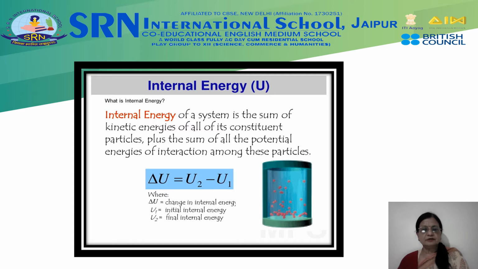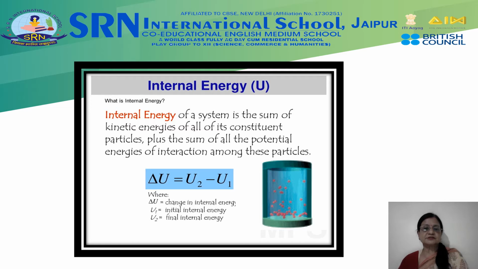Now, we talked about the state function also. A state function is a property that depends upon the initial state and final state and not on the path, that is, how the initial state has come to the final state. One of the state functions is internal energy, represented by the symbol U. What is internal energy? The internal energy of a system is the sum of the kinetic energies of all its constituent particles plus the sum of all the potential energies of interaction among these particles.